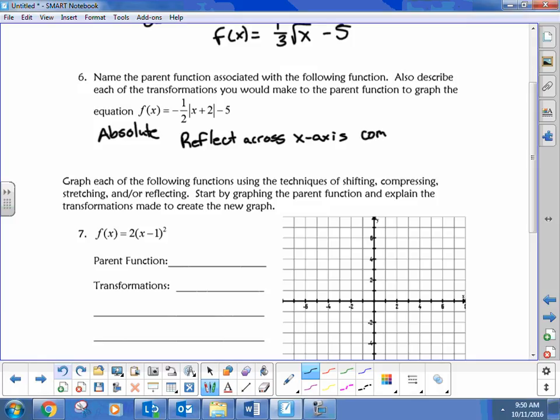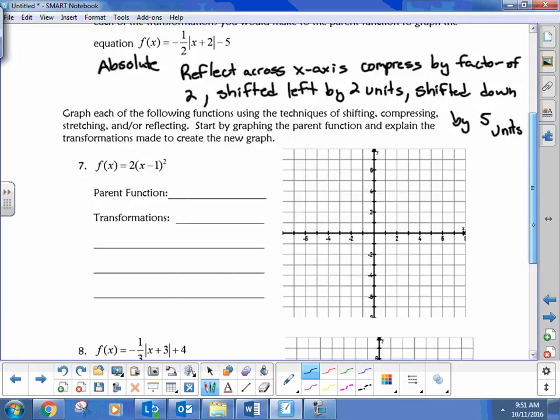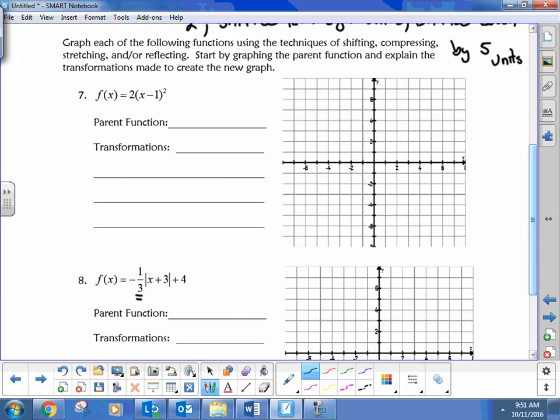It's being compressed. I'm using the word compressed because it's a fraction, by a factor of 2. It's being shifted to the left because it's going opposite what you see because of this h value right here. But it's being shifted to the left by 2 units. And it's being shifted down by 5 units. Okay, excellent.